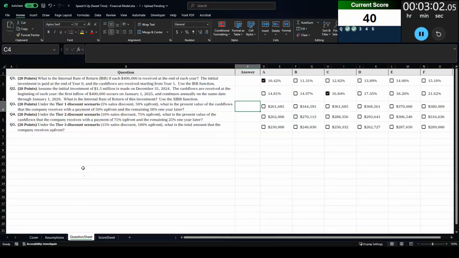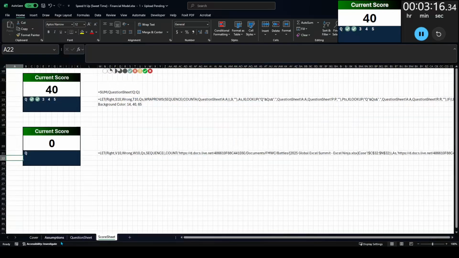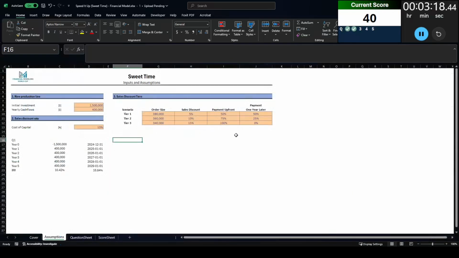Let's take a look at question 3. Under the tier 1 discount scenario, where 5% of sales discount, 50% up front, what is the present value of the cash flows that the company receives with a payment of 50% up front and the remaining 50% 1 year later? All right, so first I want to calculate.